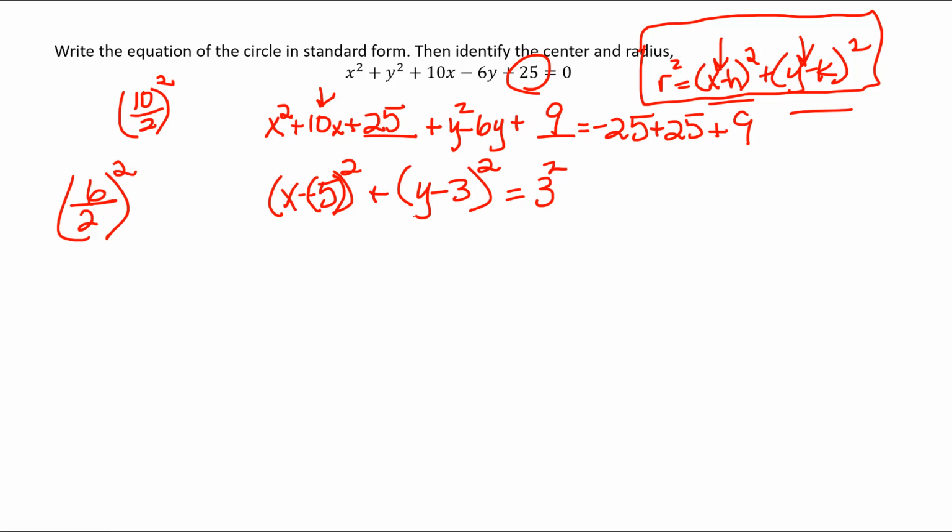And so now we can easily see that the center of this circle is h, which is negative 5, k, which is 3, so this is the center, and the radius is 3.